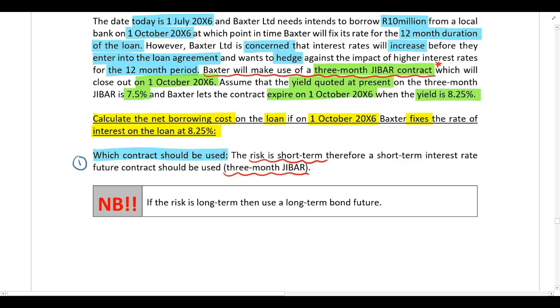Please note, if we were looking at long-term risk, we would then use a long-term bond future. So if the risk is long-term, the futures contract must also be long-term. So we would then use a long-term bond future. However, if the risk is short-term, then the futures contract must also be short-term. So because we are dealing with short-term risk in this question, we are going to use the 3-month JIBAR futures contract in order to hedge this risk.